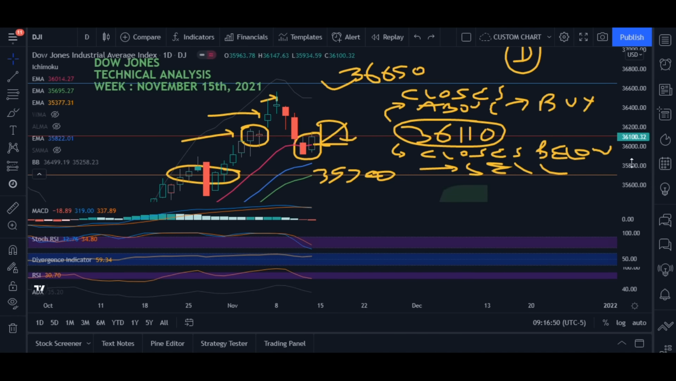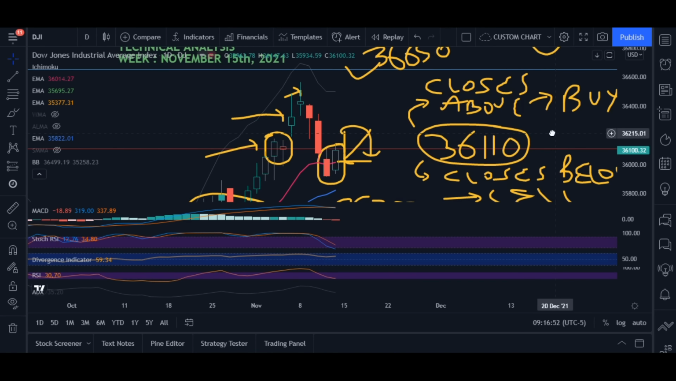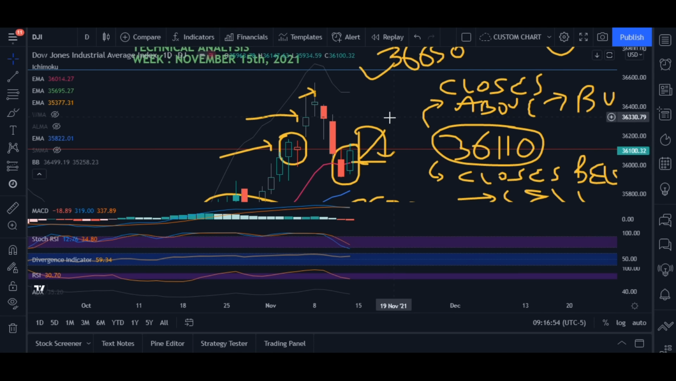Now if we consider the other technical indicators, then we have MACD. MACD is clearly bearish. And then Stochastic RSI is bearish. Well, this is the perfect combination, the perfect setup where the market is supposed to fall.